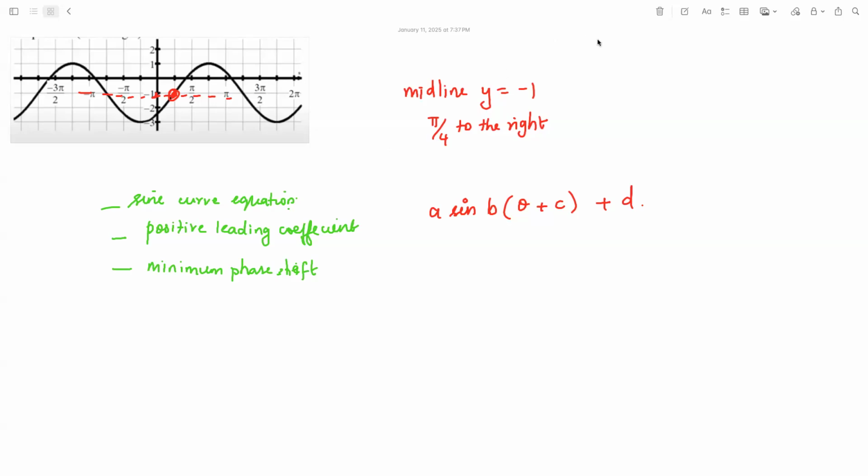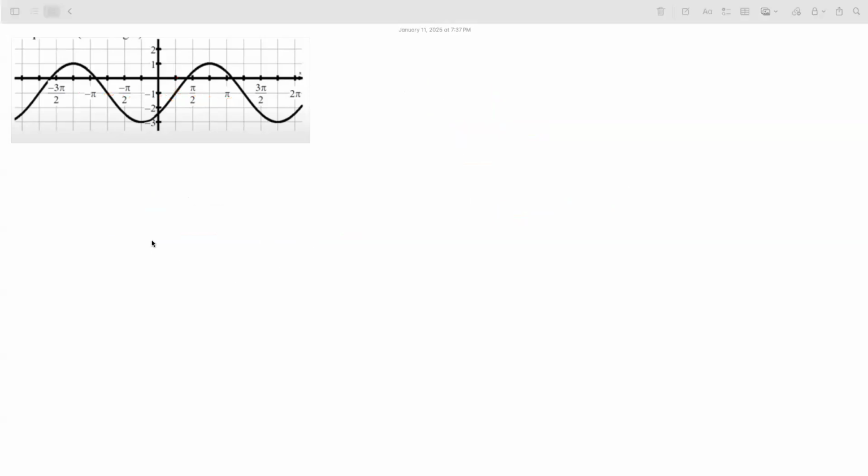Okay, then next one. The midline is at y equals -1. Amplitude is what? Amplitude is 2. Then what else can we find? Amplitude is 2. Yes, I got the amplitude too. Wait, what is going on? By mistake, did I give you a wrong graph? Hold on.